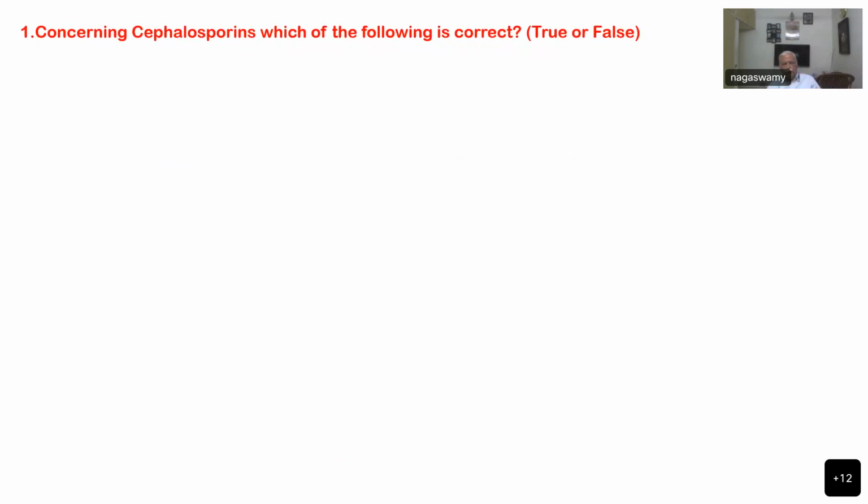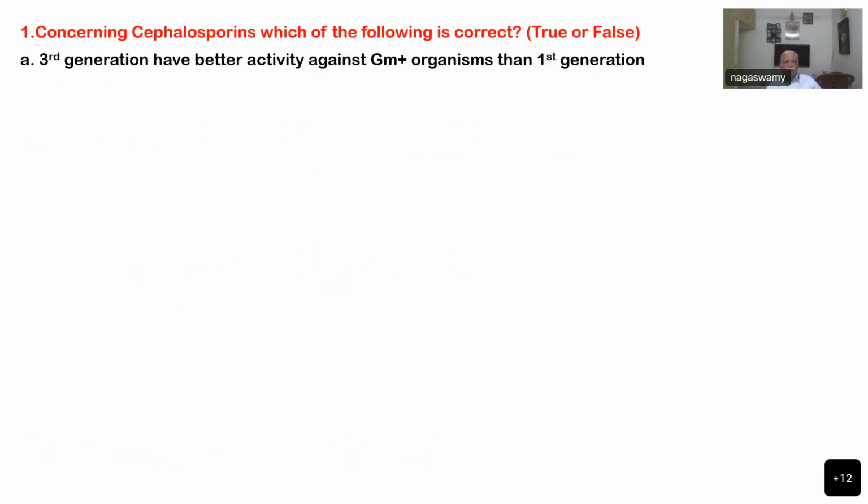So concerning cephalosporins, that is the antibiotics which we use, which of these statements are false or true? The third generation cephalosporins have better activity against gram-positive organisms than first generation? False. Okay. Just make a note of it. We'll see the answers at the last. Cefuroxime has powerful action against methicillin-resistant Staph aureus. False. Take a guess at least if you don't know. So the first two answers you have said false.